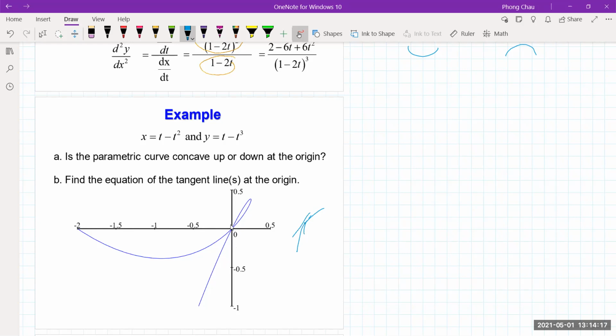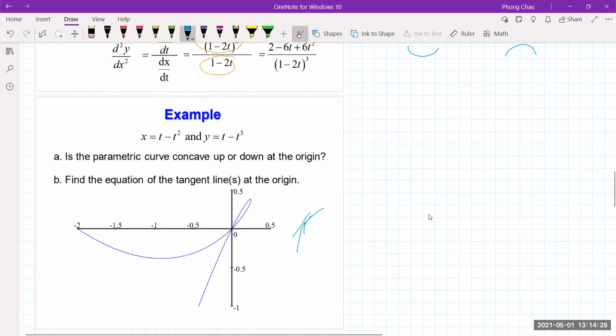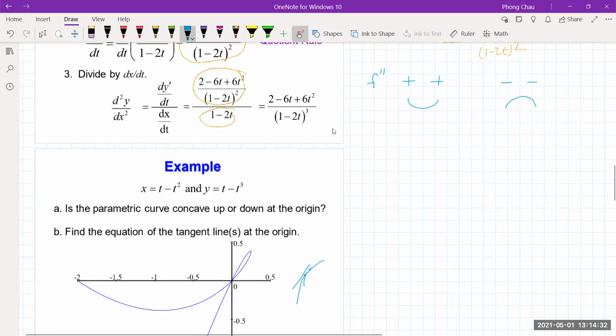So again, how do we know concave up or concave down? It boils down to the second derivative, and we have the second derivative already. The second derivative we just calculated is 2 minus 6t plus 6t squared over 1 minus 2t cubed.